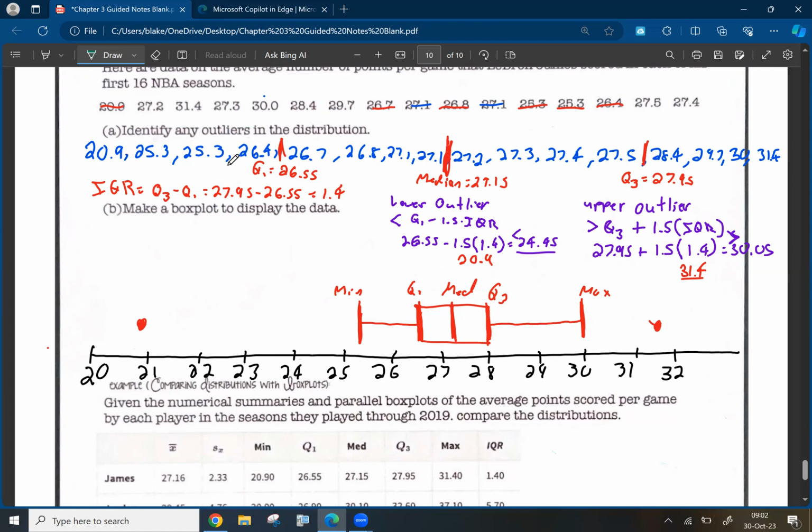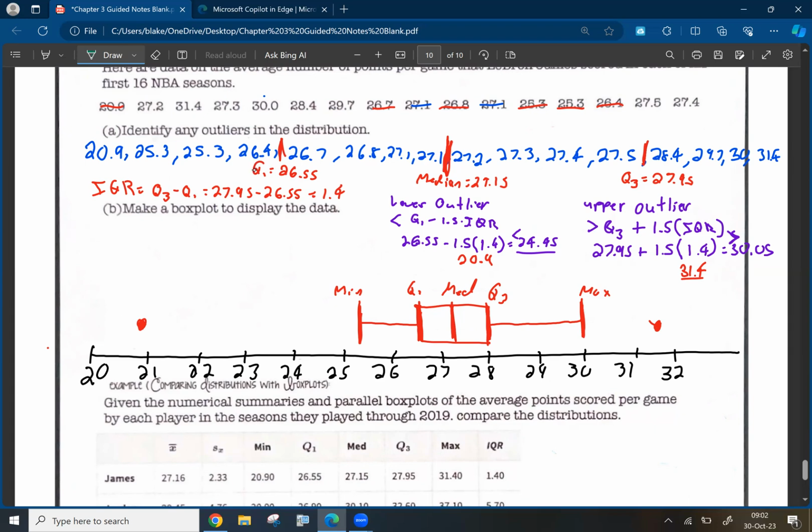So this is 25% of the data right here. This is 25% of the data. This is 25% of the data. And then this is 25% of the data. So that's how the box plots work. They're cutting everything into quadrants, right?